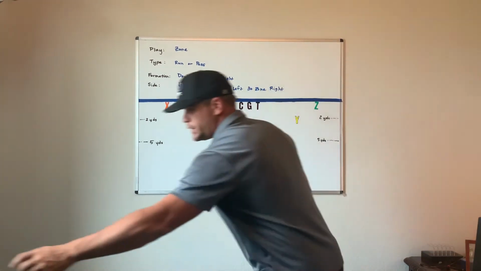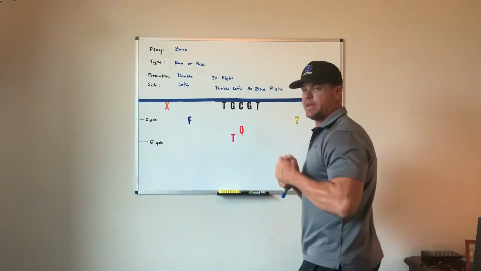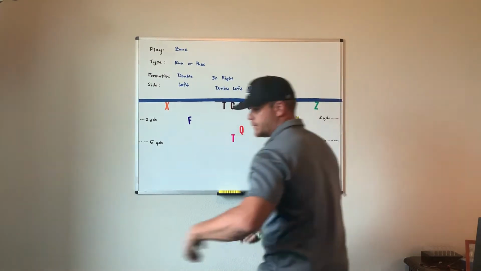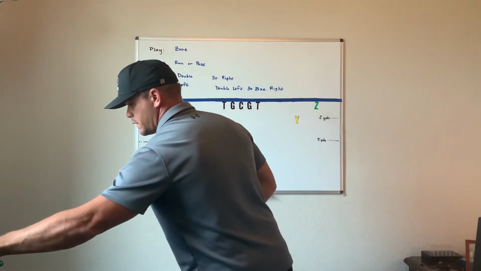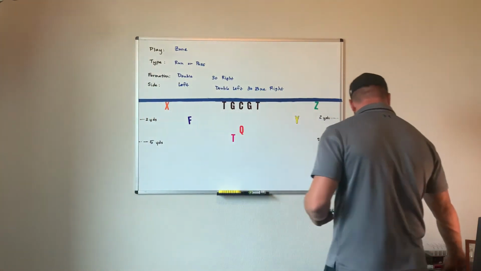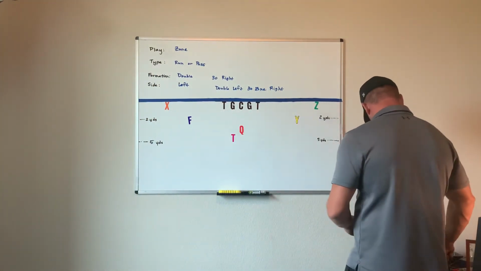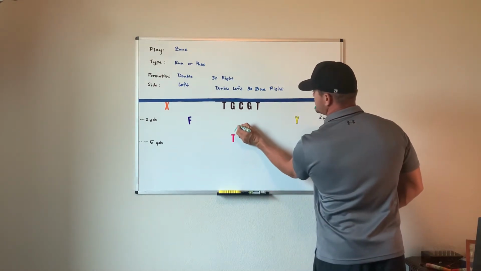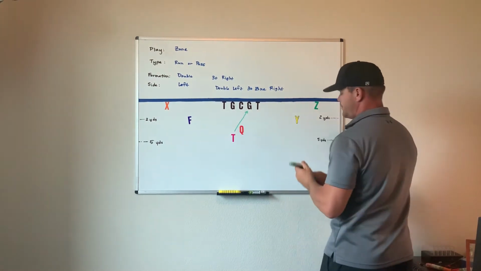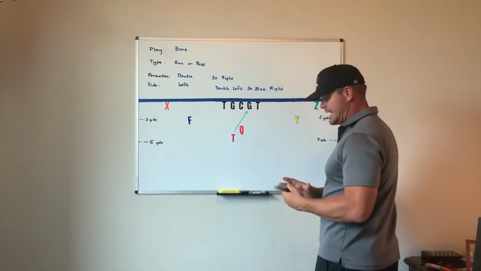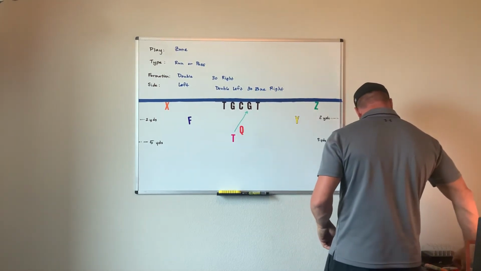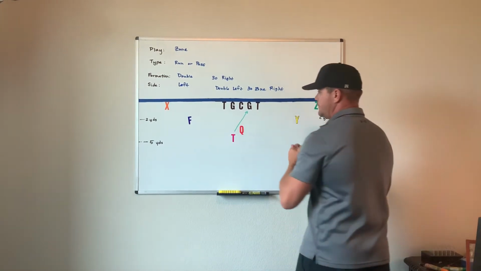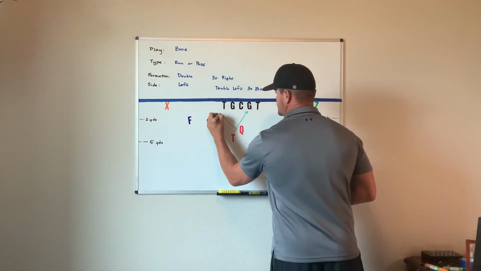So I will use this red pen. I'll actually use this orange pen. Never mind, I'll use the green pen for the tailback. The tailback is going to run this way. The quarterback can decide to fake the handoff and pull it back and run this way.